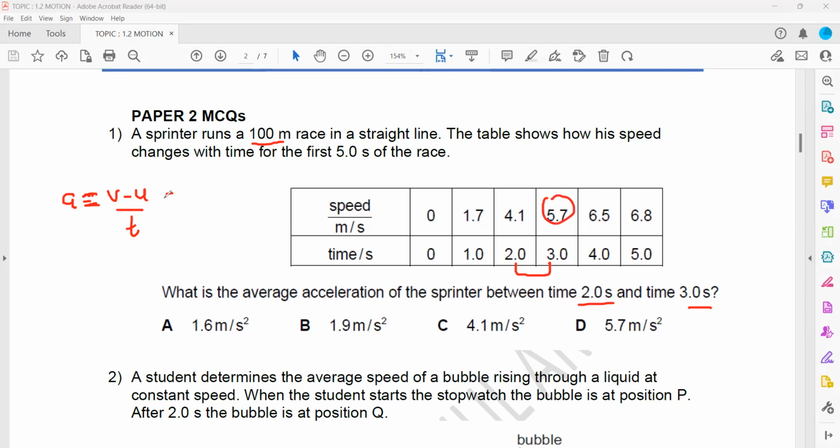The final velocity is 5.7. The initial velocity for this time interval is equal to 4.1. And how much is the time interval? The time difference is 3 minus 2, so the time interval is 1. So it is 5.7 minus 4.1, divided by 1. We get 1.6 divided by 1, which is 1.6. The unit of acceleration is meter per second squared. So A will be the right answer.